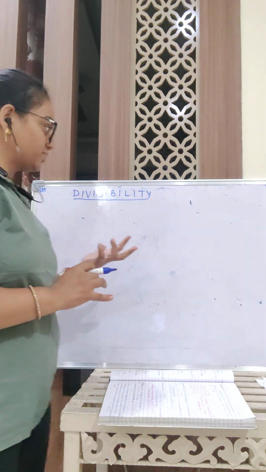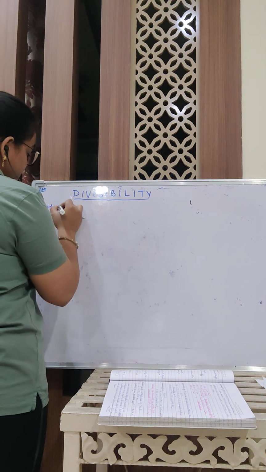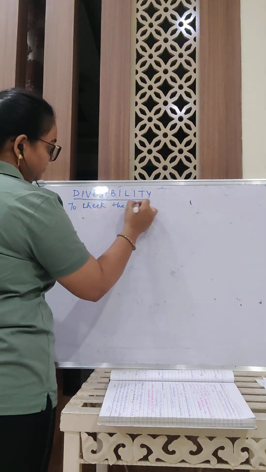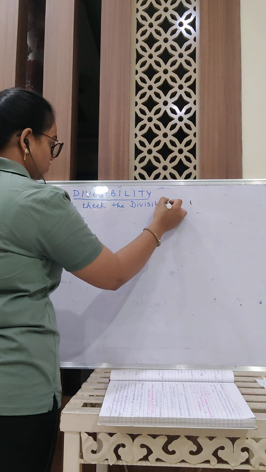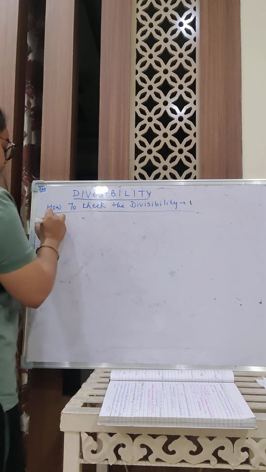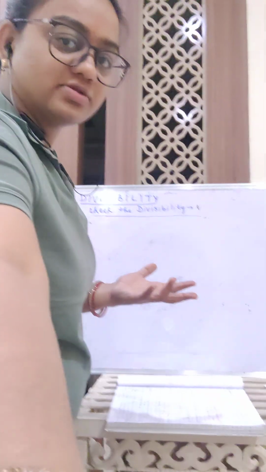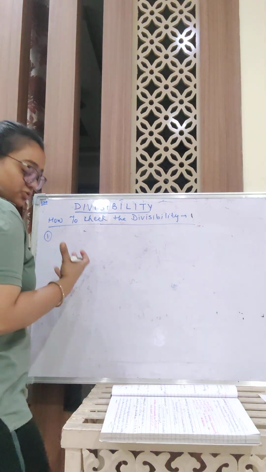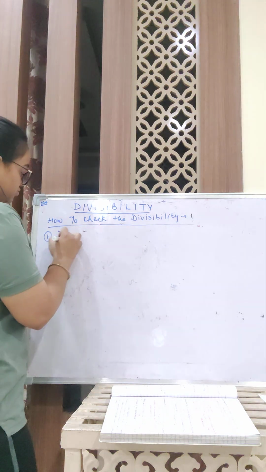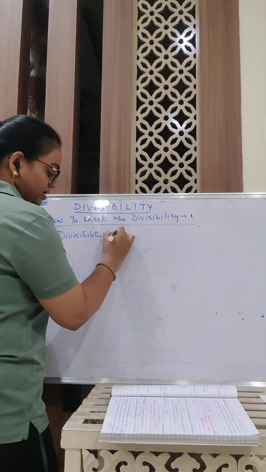So let us start with the topic: how to check the divisibility. The first number we'll talk about is the basic number, that is 2. We'll check how to check the divisibility of various numbers by 2. So first we'll write divisibility by 2.